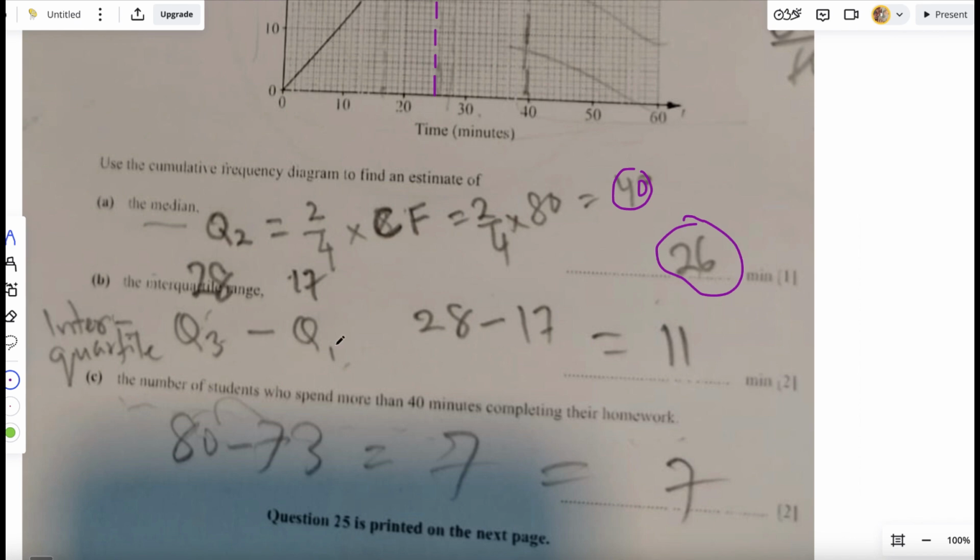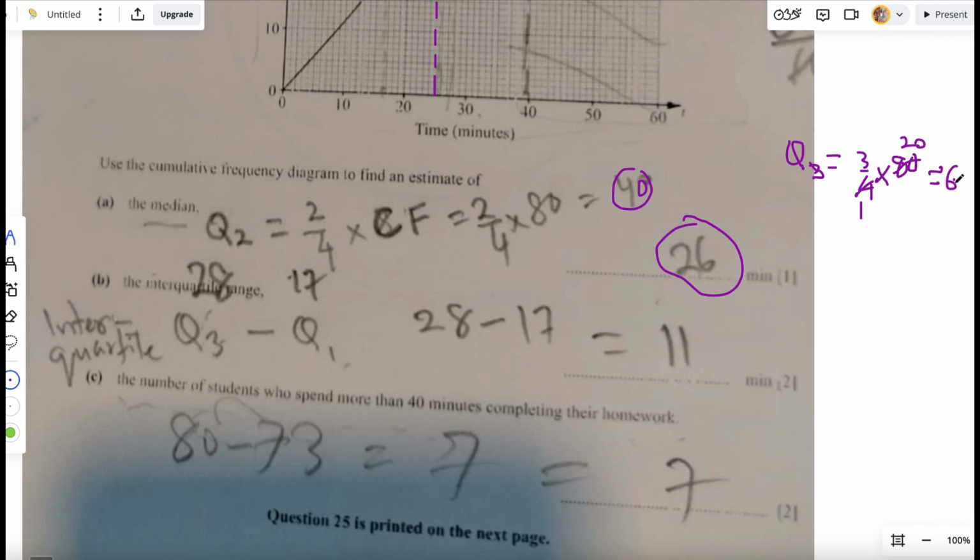Okay, now let's calculate Q3. How do you calculate Q3? Q3 is 3/4 times the cumulative frequency value, which is 80. 3/4 times 80, because our cumulative frequency total is 80. 4 goes into 80, we get 20. So 3 times 20, we get 60. So our Q3 is 60.